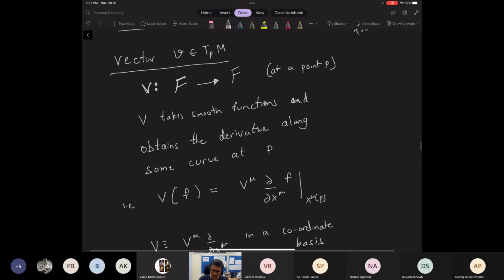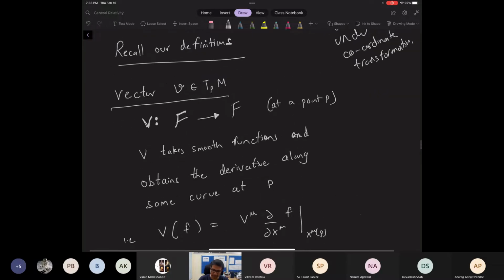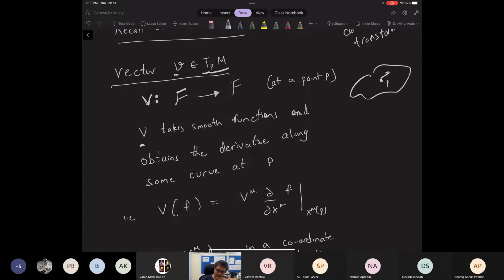So let me recap a little bit of what we've done. Let's recall our definitions. What is a vector? On a manifold, we define a vector V as something belonging to the tangent space at P. And what does the vector do? V takes a smooth function defined on the manifold and obtains the derivative along some curve at P. So each vector itself is defined as some kind of directional derivative.